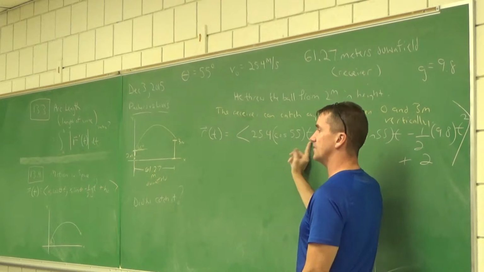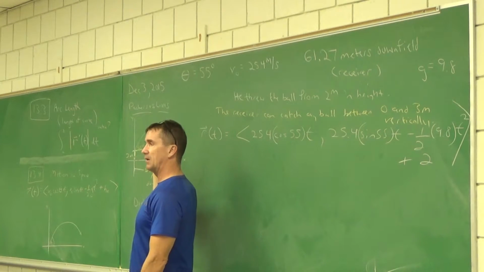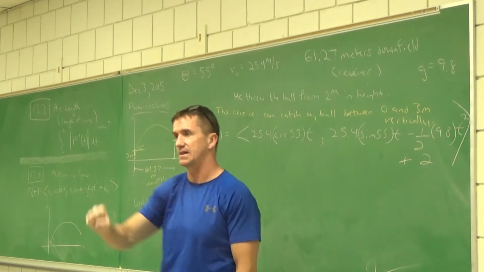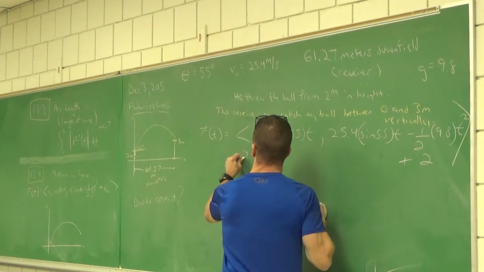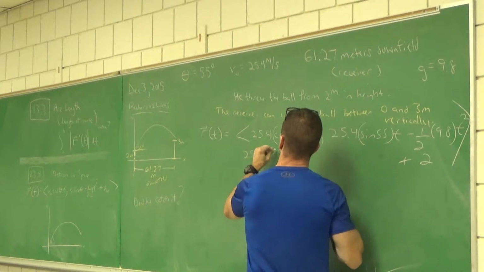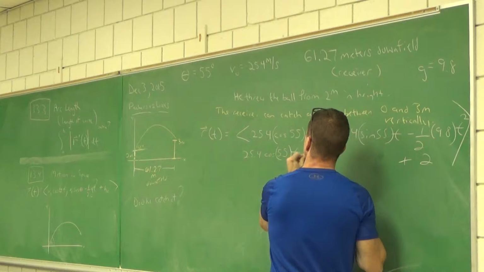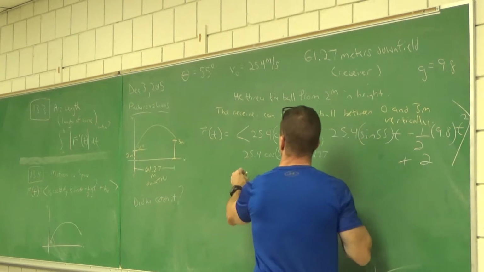We can actually solve for t and figure out the time it took for that ball to travel all that way. I know it's going along that arc, but we can find the exact time it took to get down there. 61.27 meters. Perfect. So I'm going to write 25.4 cosine of 55 degrees times t, and set it equal to 61.27. So what's t?